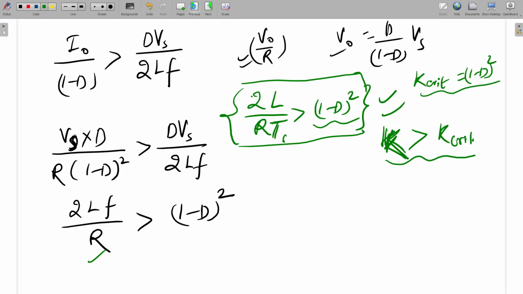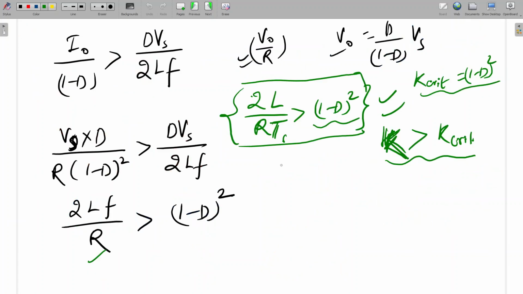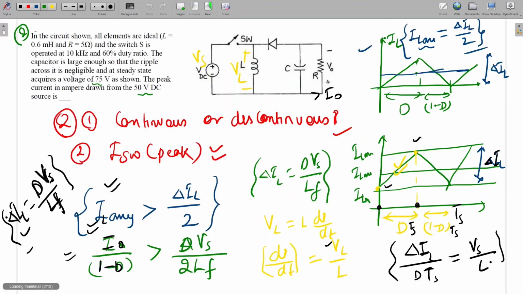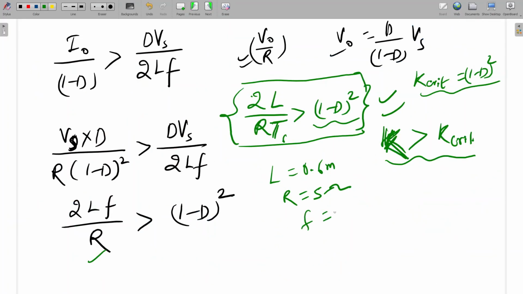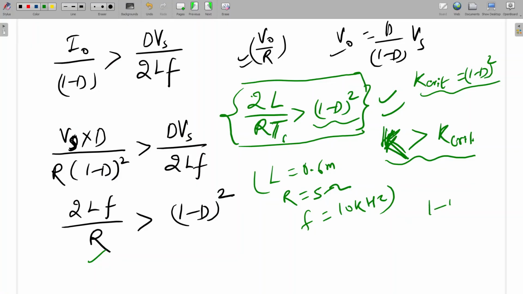So now coming to the question, see here, what are the values? L is 0.6 milli, R is equal to 5 ohm. And what is the TS? The frequency is 10 kilohertz. And the duty is 0.6. So 1 minus 0.6 square, how much?